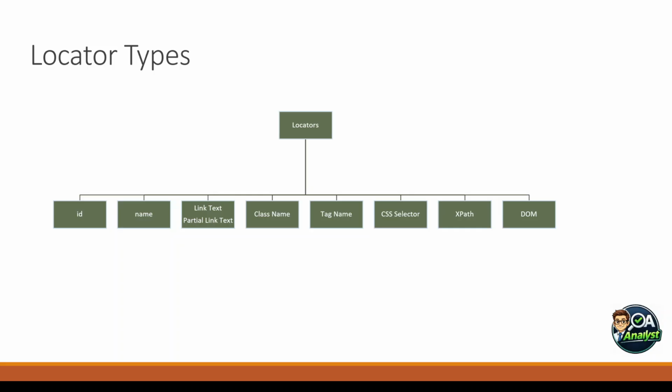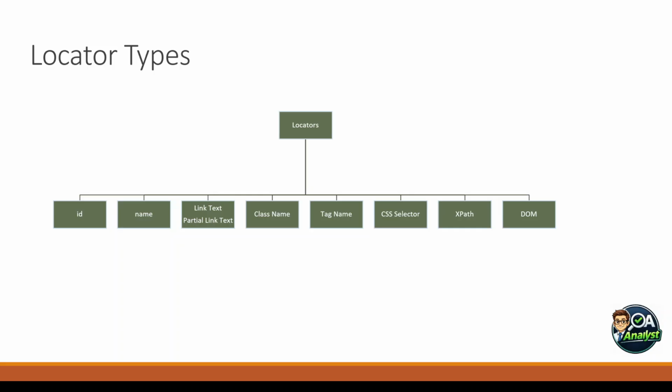Okay, the next is link text and partial link text. These are used only for hyperlinks. Whenever you see the anchor tag for a link, we can use link text and partial link text. For example, between the starting anchor tag and the closing anchor tag, we see "Forgot password", that is the link name. Link text matches the full text, and partial link text matches part of the text. This is very useful for navigation links.